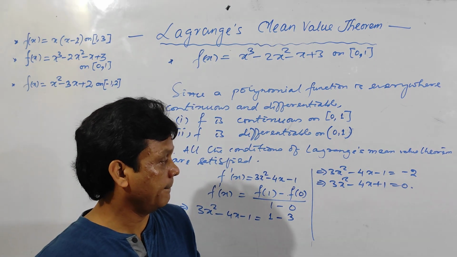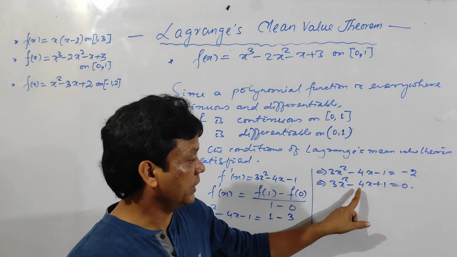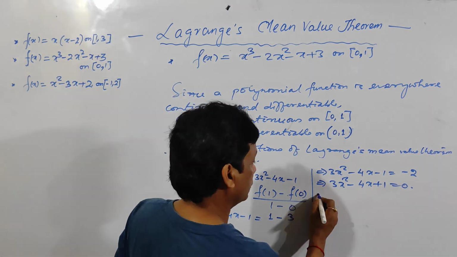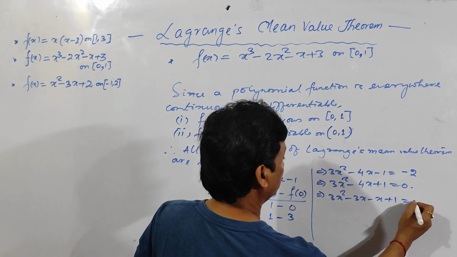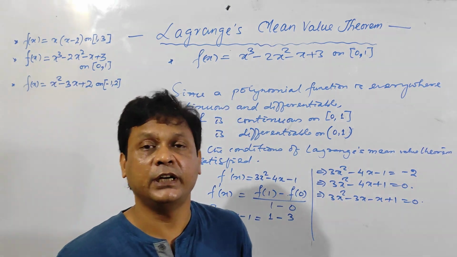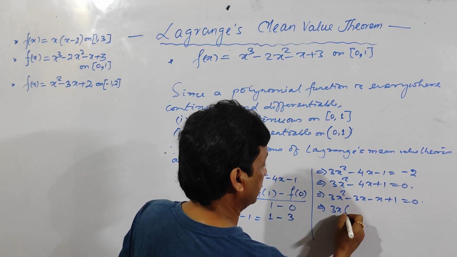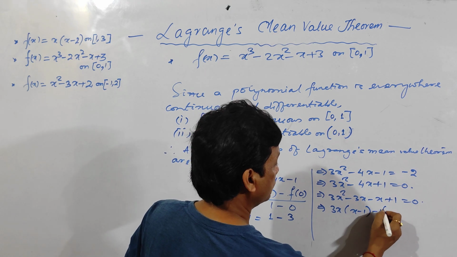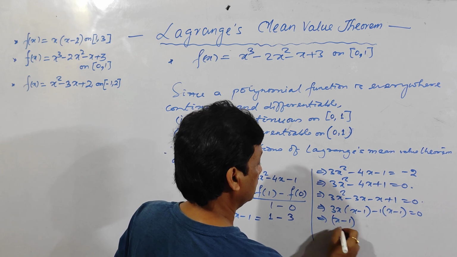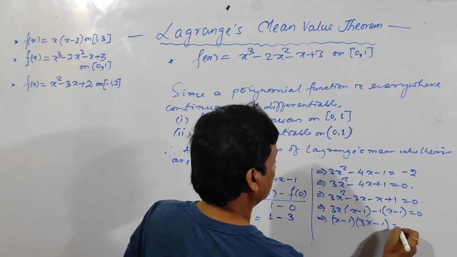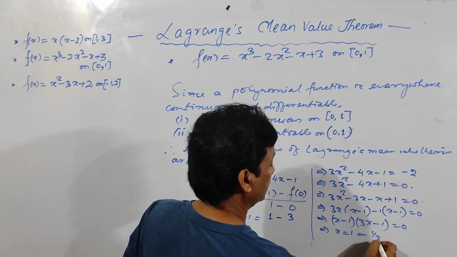So now the product will be 3 and the sum will be minus 4. So it is 3x square minus 3x minus x plus 1 equal to 0. I am doing the middle term factorization. Clear? So it is known to you. Take common 3x. It is x minus 1. Take minus 1 common. It is x minus 1 equal to 0. So x minus 1, 3x minus 1 equal to 0. That means x is equal to 1 or this is 1 by 3.